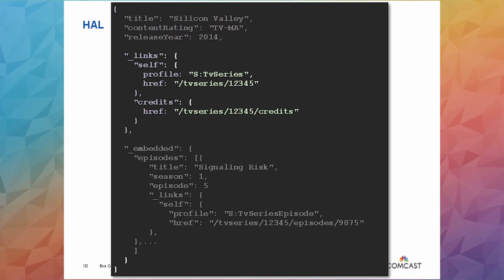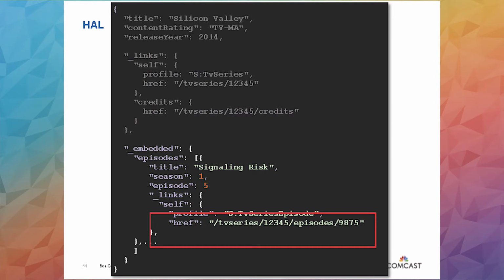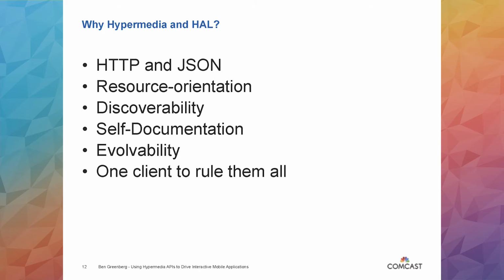So that's the background on what Hypermedia and HAL are. So here's, I guess, the question: why did we choose to go down this road with our API? So we knew we wanted to do HTTP and JSON. That's pretty standard these days. Those things are very well understood.